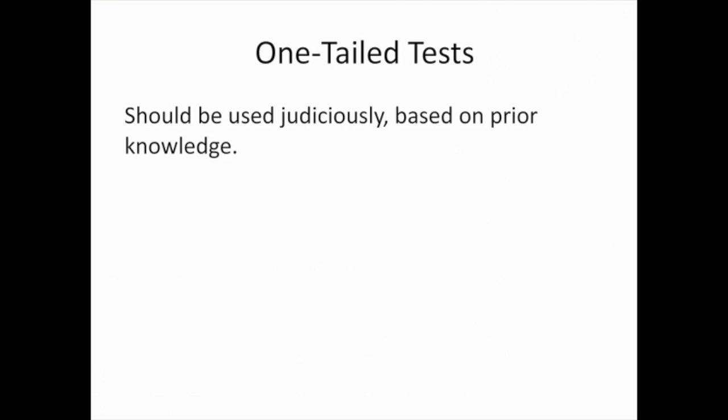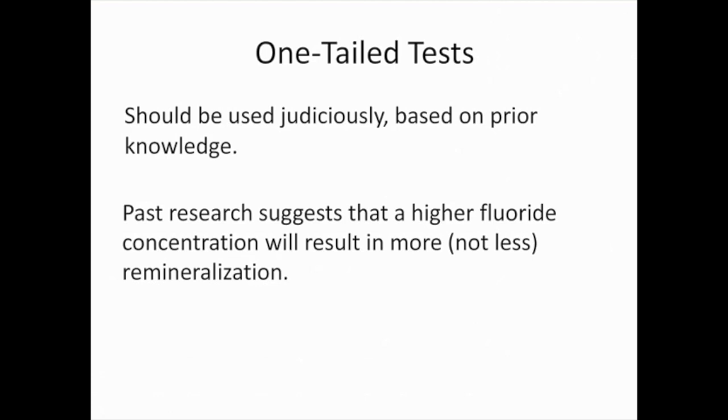A researcher should not do a directional test unless she is quite confident that any difference will be in that direction. In this last example, the researcher was obviously looking in the wrong tail. However, in this area of research, such a result is unlikely. The researcher based her hypothesis on prior research, which suggested that higher fluoride concentrations will result in more remineralization, and not less.